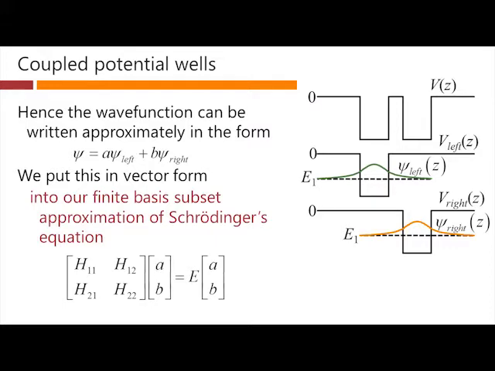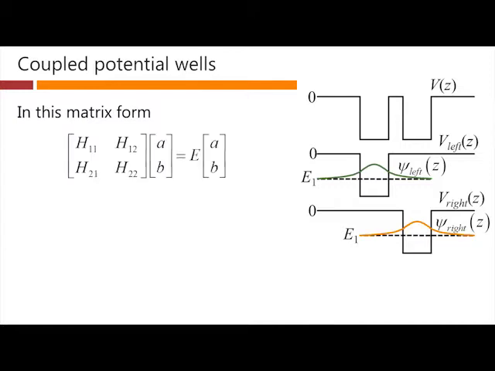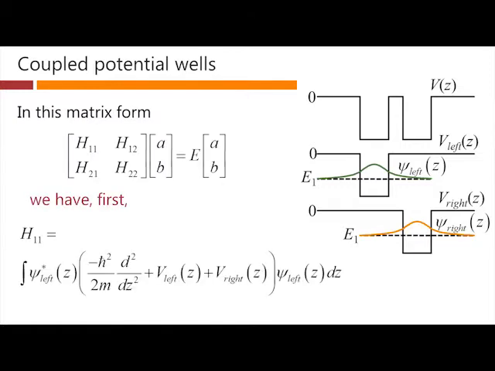We've got our coefficients a and b, which are just these ones here. And now we're saying, well, we're going to write our Hamiltonian now as a matrix on this basis here. And writing it as an eigenequation, we have this matrix, this operator, operating on the state, is going to be equal to E times the state on this basis. So in this matrix form then, we have, first of all, this matrix element H11. Well, that's just psi left star times the operator times psi left.